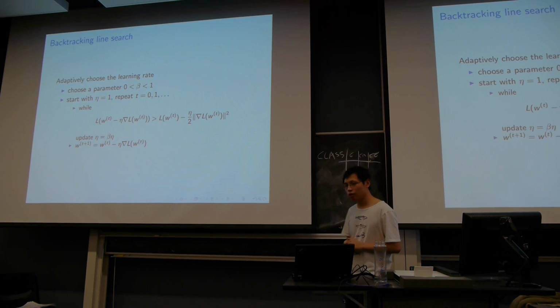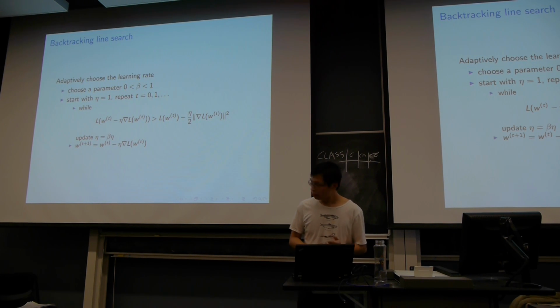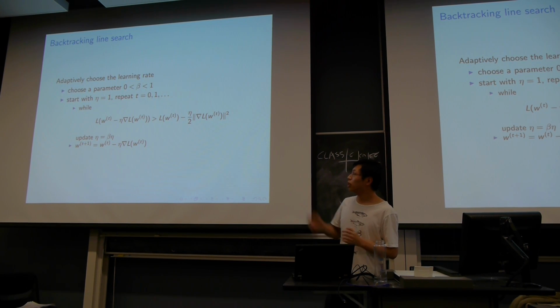We have a very simple way to adaptively choose the step size. We call it backtracking line search. It works like so. First we choose a parameter beta between 0 and 1, and we start with a learning rate eta equals 1, and start the iteration. So here is the while loop, which is the new step here.